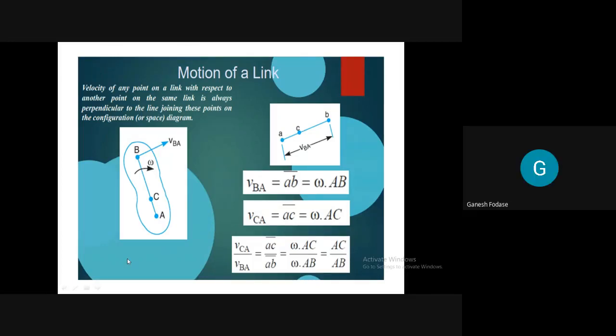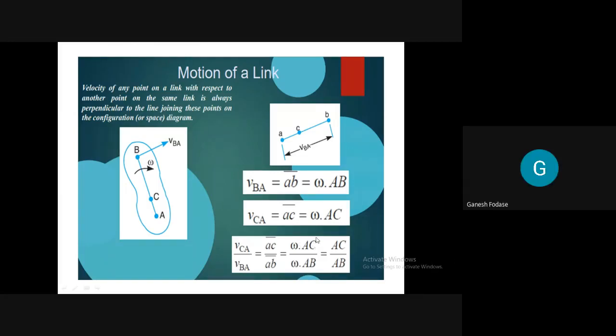Yes, any other? I want to find the velocity of one point on a link with respect to another point on the link. That is my simple question. And assume it is a rigid link. Sir, it is absolute velocity. Yes, okay, absolute velocity, but tell me the direction.